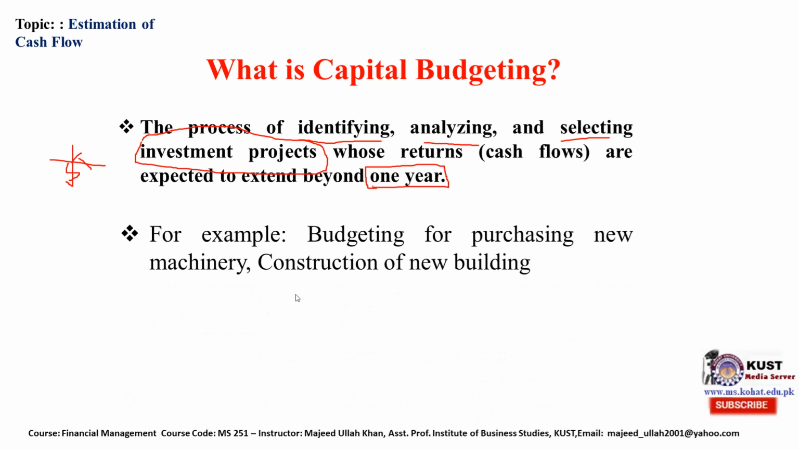So what are the examples of capital budgeting? Budgeting for purchasing new machinery, because machinery provides cash flow for more than one accounting period. Construction of a new building has a life of more than 1 year, so it provides cash flow for more than 1 year. These are only two examples of investments that come under the capital budgeting process.